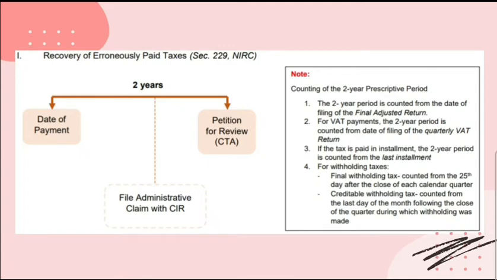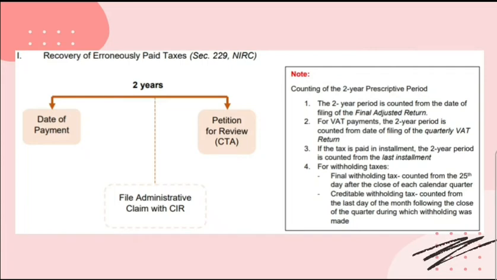The 2 years in here is the prescriptive period. Take note that the counting of the 2-year prescriptive period differs depending on what tax is paid. So we have here first, the 2-year period is counted from the date of filing of the final adjusted return and not from the date of the quarterly income tax payments.